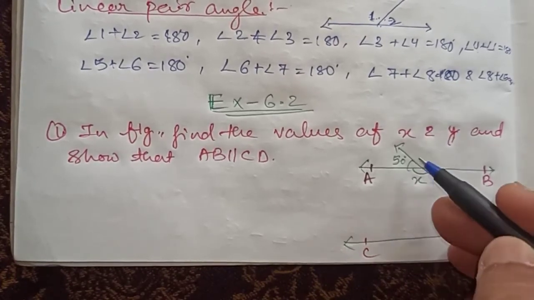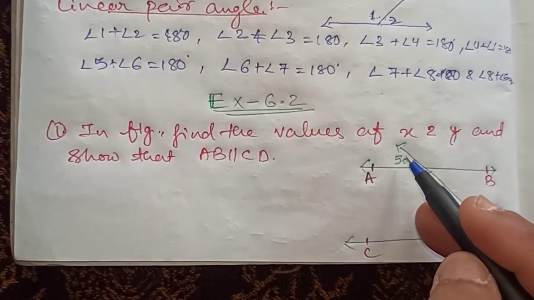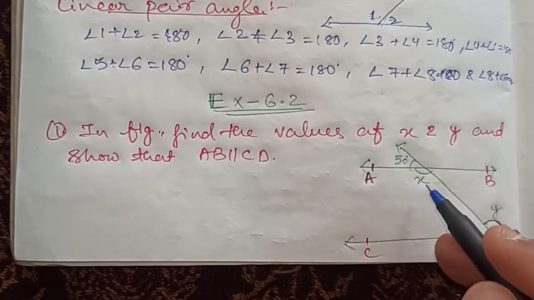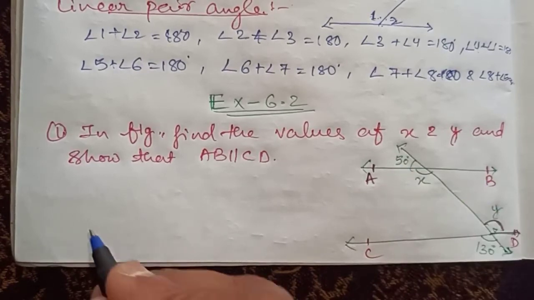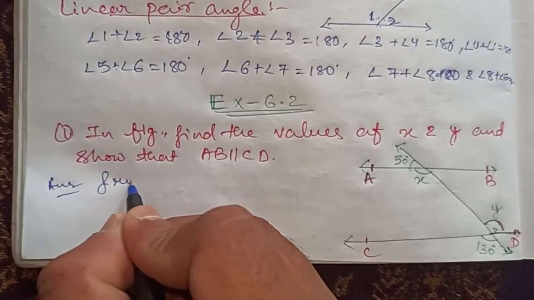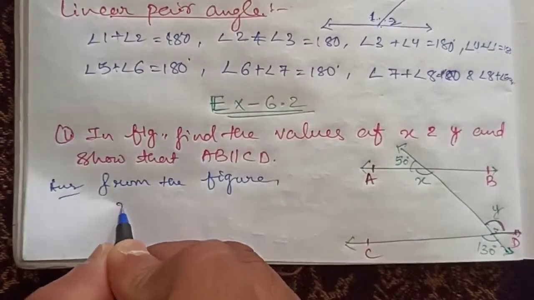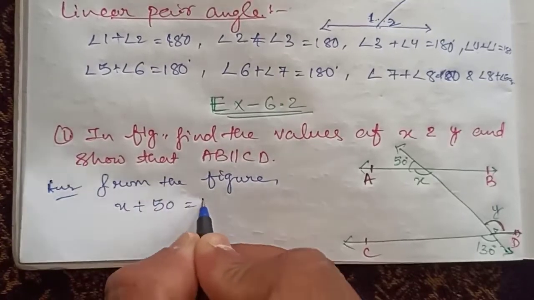So what will we do? Is it a straight line? It is a straight line. So by adding these two angles, how much will we get? We will get 180 degrees. Getting? So first we will use the linear pair angles condition, that is, from the figure, x plus 50 degrees equals 180.